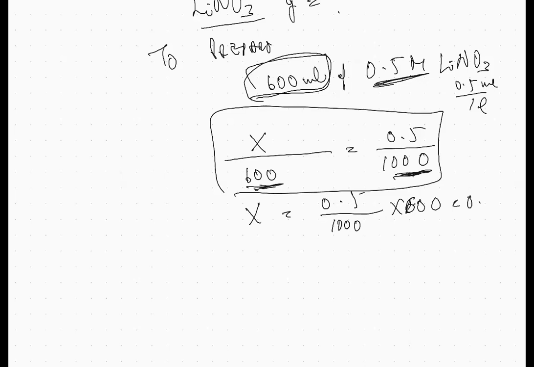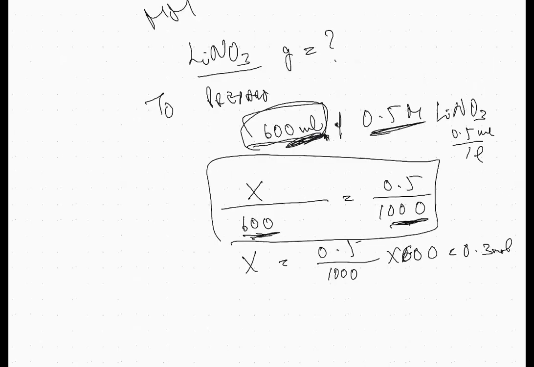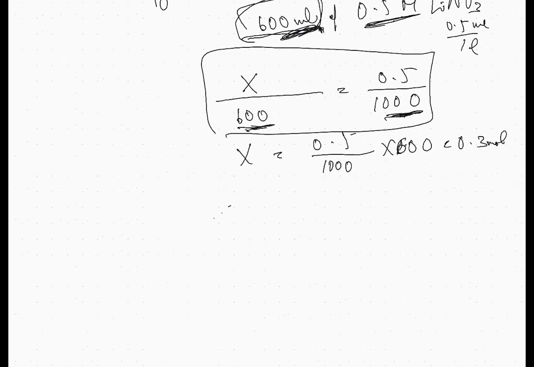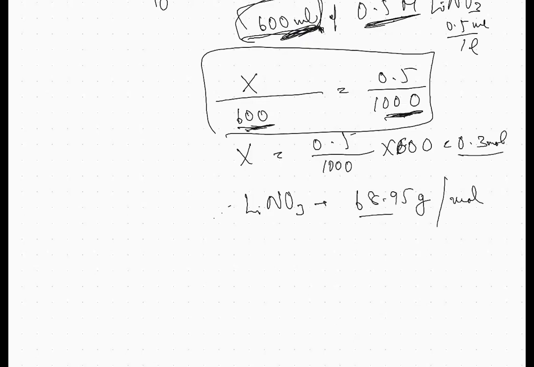So all I had to find is what that is in grams. I had to find the lithium nitrate molecular mass. I have it here, 68.95 grams. That's for 1 mole. So for 0.3 moles, it would be 68.95 times 0.3. I get 20.68 grams. That would be the answer. This is the dilution method, okay?